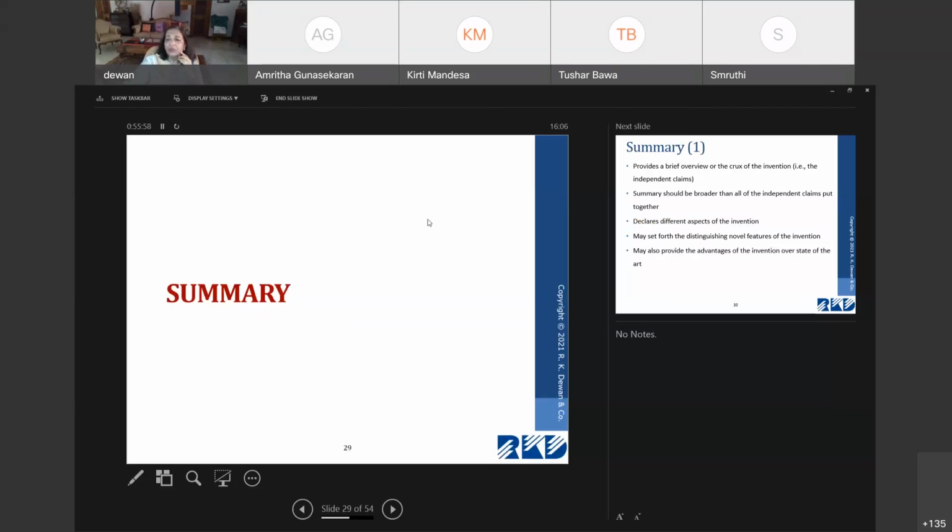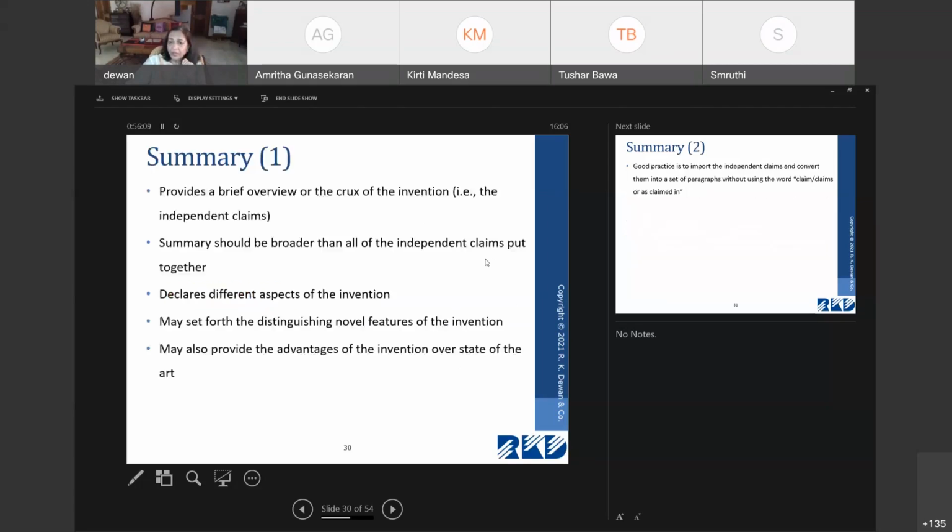Okay. Now you must have seen that there is a summary that comes before we start describing the invention in detail. So in the summary, what does the summary do? It provides a brief overview or the crux of the invention. Then, of course, the summary will be broader than all the independent claims put together because it is describing the crux of the invention. And it declares different aspects of the invention.